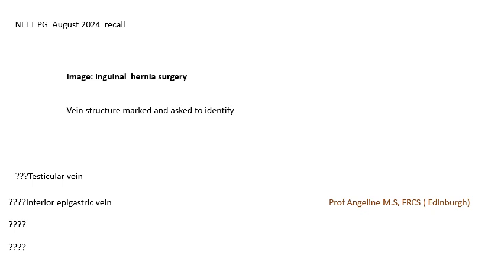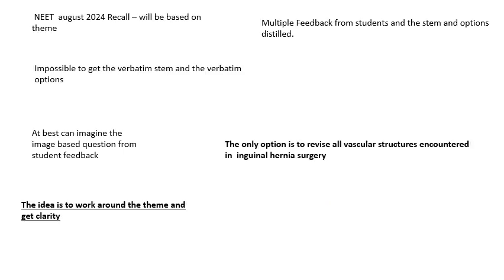Good day. I heard there was one question which was image based on inguinal hernia surgery. Students are very sure it was the operative field of a hernia surgery, and there was a vein structure that was asked to be identified. The options were whether it is a testicular vein or the inferior epigastric vein. The other options are not even available for me to narrow down the correct answer.